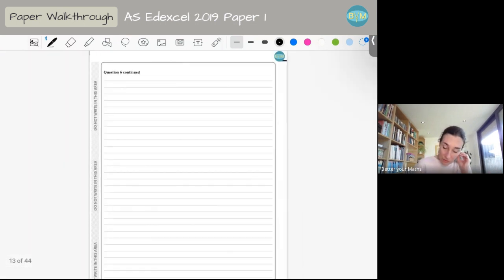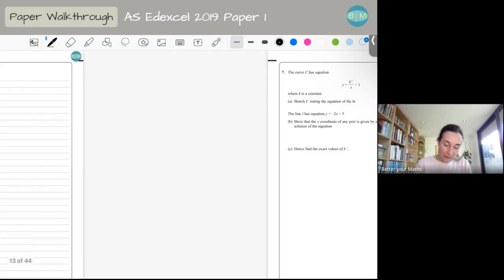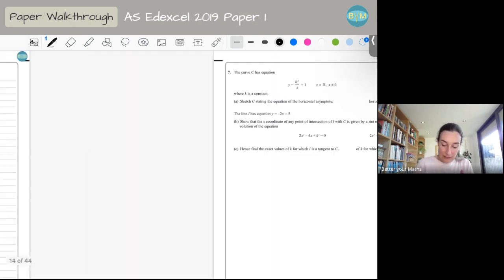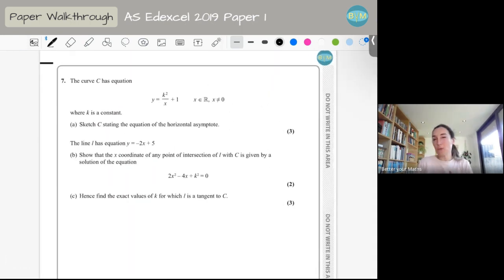We have used the cosine rule and just the area of the triangle. Sometimes you will need to use the sine rule too, so these questions are usually combined. This one: curve C has this equation. This is a reciprocal. Remember the reciprocal graphs. K is a constant. Sketch C, stating the equation of the horizontal asymptote.